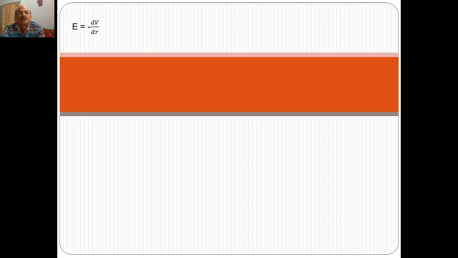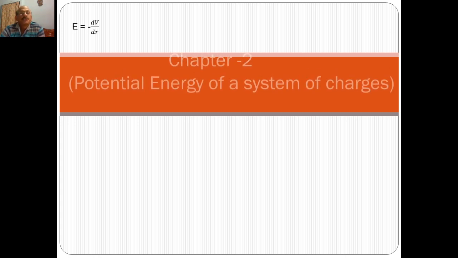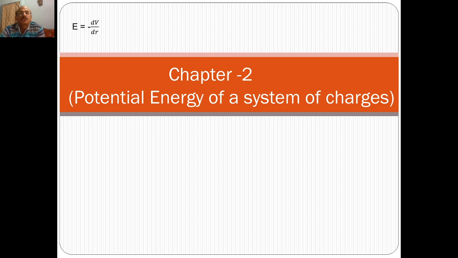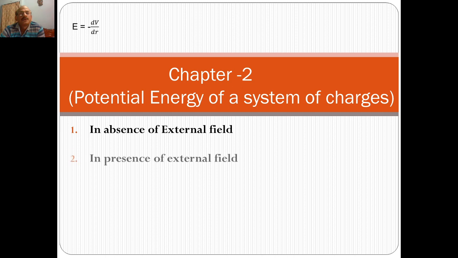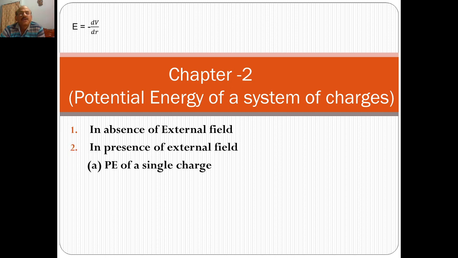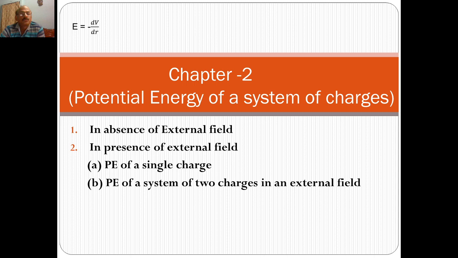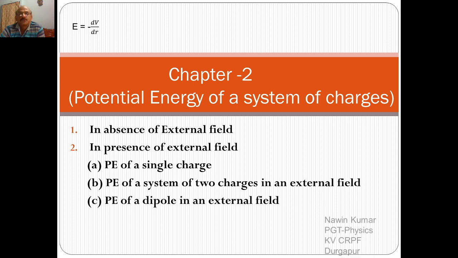In our last discussion we learnt about equipotential surface. There we got the relation between electric field and potential gradient. Now today we will discuss potential energy of a system of charges in presence of field or in absence of field one by one. So let us start our discussion.